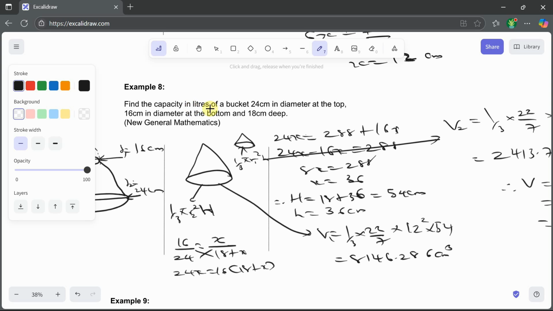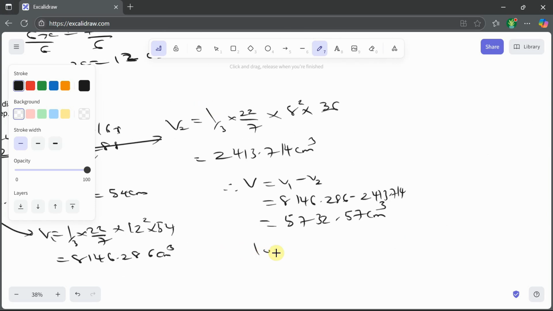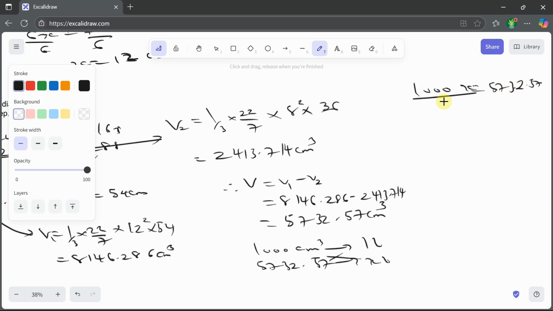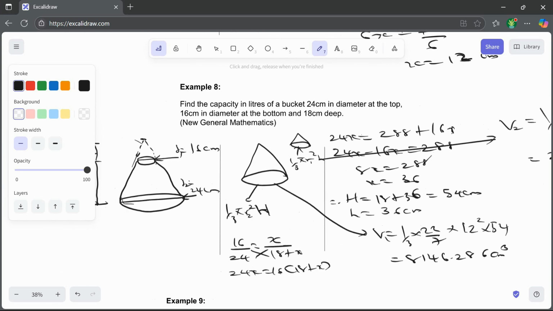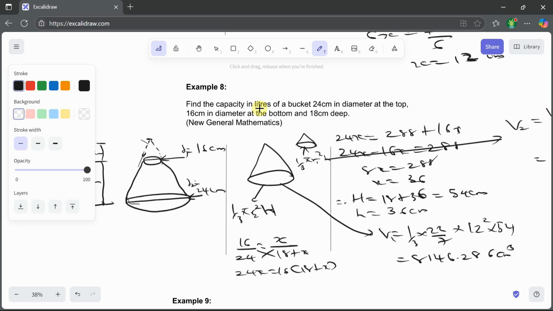In liters, right? So we know that 1000 centimeter cube is 1 liter. So 5732.57 is x liters. So let's cross multiply. So this will give us 1000x is equal to 5732.57. So basically just dividing both sides by 1000. So our volume is 5.73 liters. Did they say how many decimal places? No. So our answer is 5.73 liters.